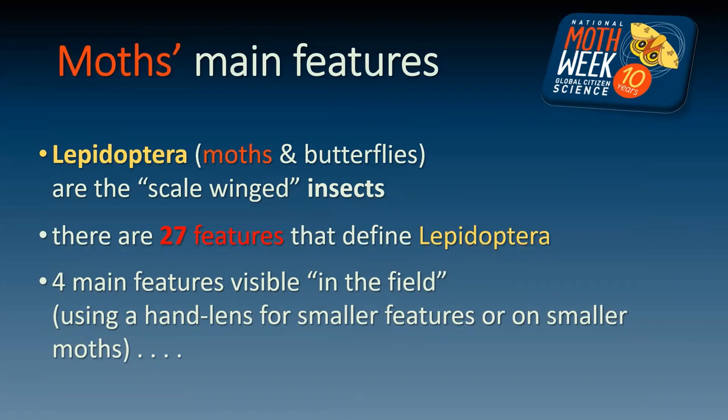Well, Lepidoptera, which is butterflies and moths, are so called from the Greek, Lepidos and Pteron, meaning scale winged. And there are 27 features that actually make Lepidoptera what they are. Now, of those 27, there are four that you can see in the field quite easily. And on small moths, you need a hand lens, but for bigger moths, not such a big issue. So let's walk you through those four main features.